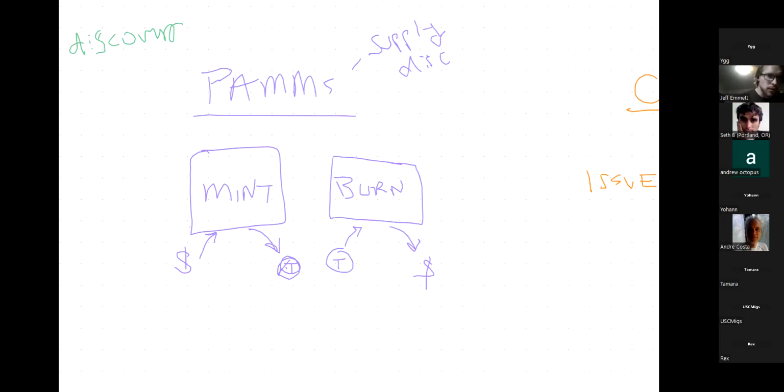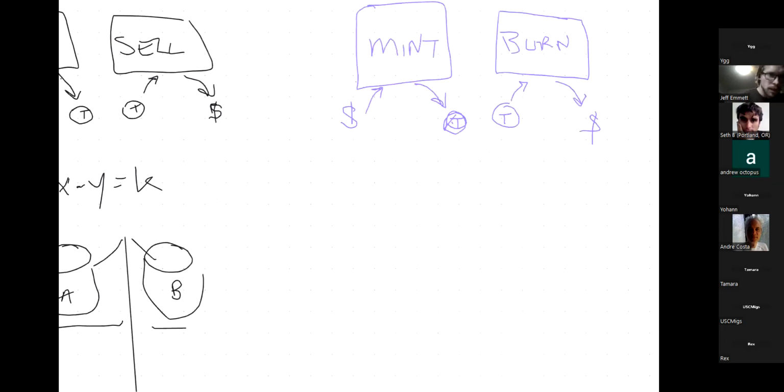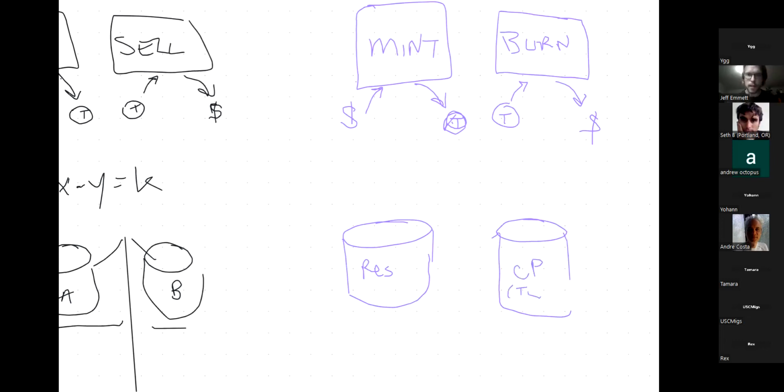With PAMs, right? So let me change color here, and we're going to add in one more. So we've got the reserve, and we have the common pool, which is also a treasury. So this is a, oh, it's not going to work if I write that small, is it? Okay, you can just bear with me on that.